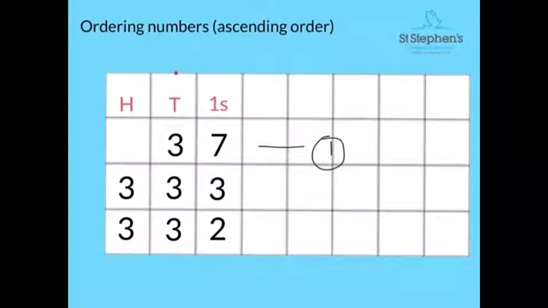So we move to the next place value down, in this case the tens. 333 has 3 in the tens column, 332 has 3 in the tens column. They're the same number, so we cannot use the tens to order these numbers. So we move to the next place value down, which is the ones column. 333 has 3 in the ones column, 332 has 2 in the ones column. 2 is smaller than 3, which means 332 is smaller than 333.